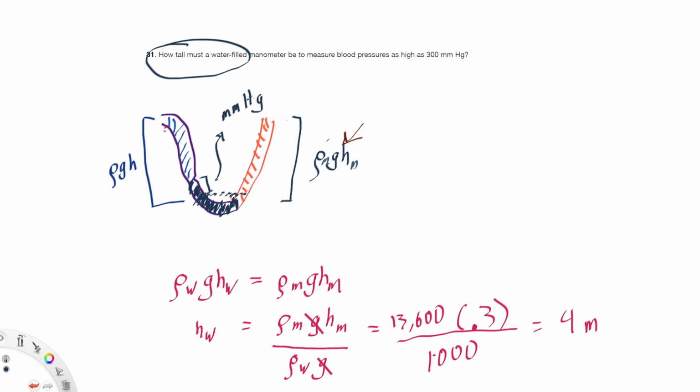Okay. Because the difference in pressure between the two sides is enough to cause the mercury to rise higher on one side. All right. Does that make sense? Yeah. Thank you.